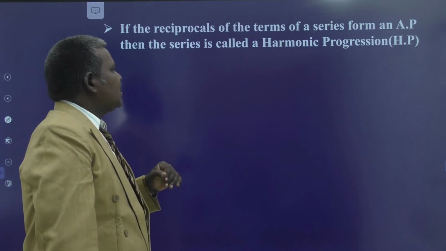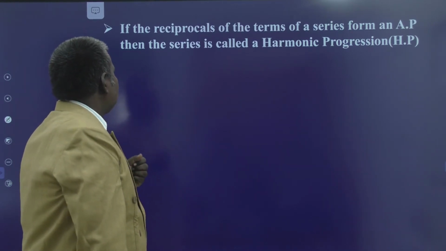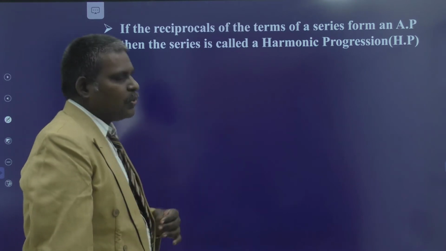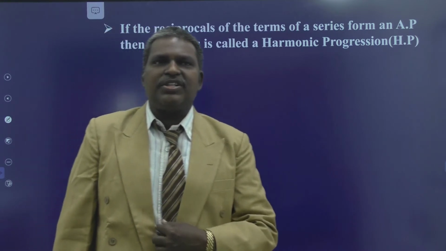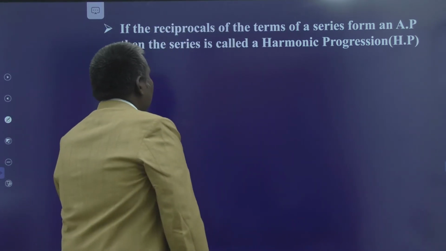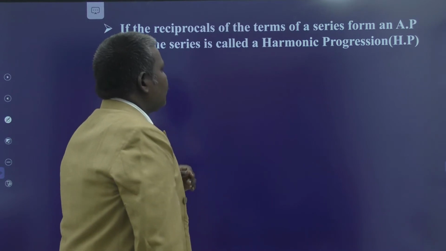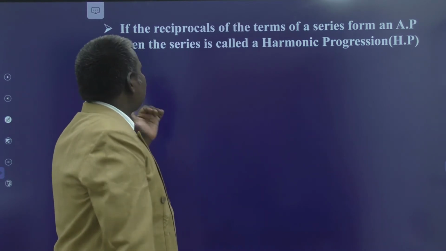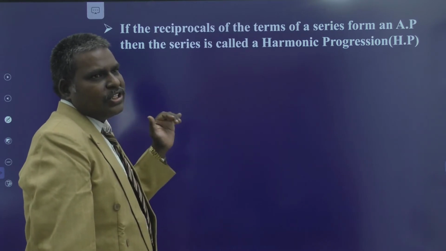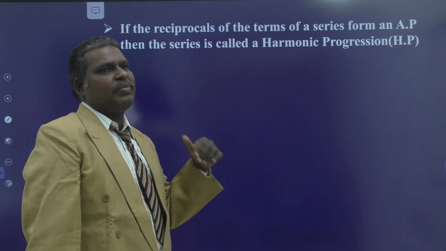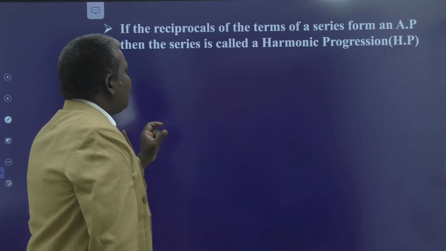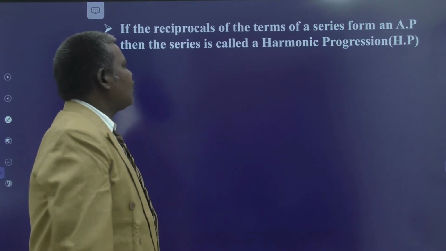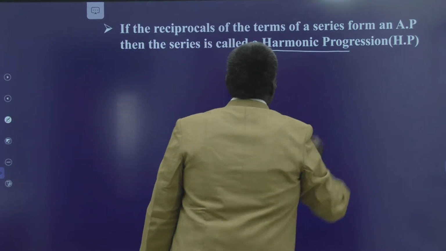Next. If the reciprocals of the terms of a series form an AP, then the series is called a harmonic progression. We are going to the next progression. Already we discussed AP and GP, and the next one is what? Harmonic progression. So what is harmonic progression? How to obtain this one? The reciprocals of the terms must and should be non-zero, because 1 by 0 is not defined. That is why, if the reciprocals of the terms of a series form an AP, then the series is called a harmonic progression.